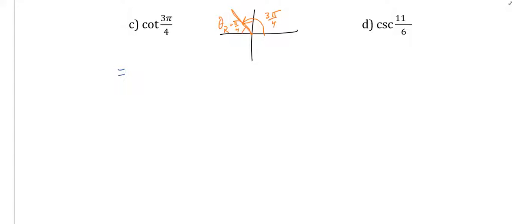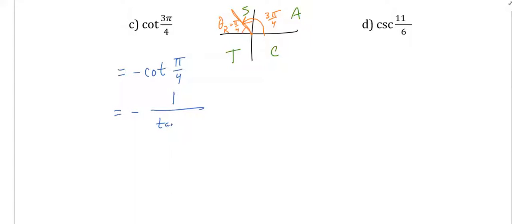Okay, so we've got a related angle of pi over 4, and we've got CAST. And CAST tells me that this is negative in that quadrant. So this is equal to negative cotangent of pi over 4. And here's our reciprocal, folks, which is equal to negative 1 over tan. But the angle does not flip ever. Yes?